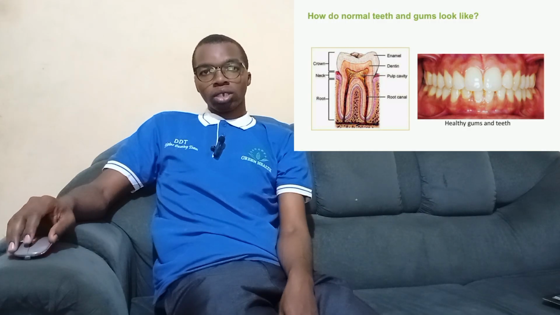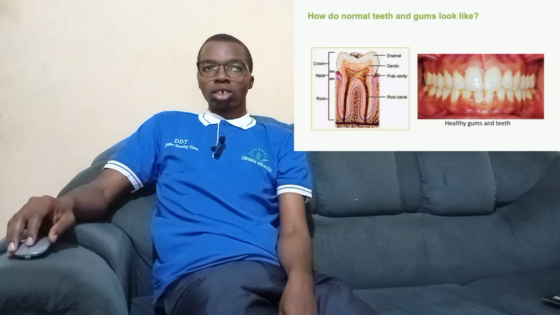So today we are going to learn about Greenworld Herbs Toothpaste. I'm going to start by asking you a question. How do normal teeth and normal gums look like? As you can see there, the healthy gums and the healthy teeth look very nice.